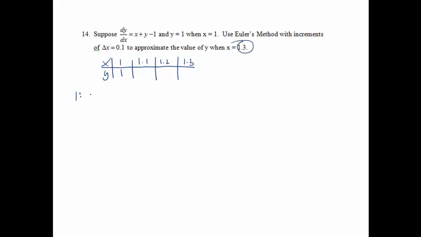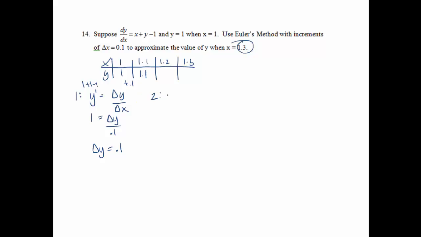So step 1, we know that y prime is equal to delta y over delta x. Well, we know that y prime, or dy/dx, is equal to x plus y minus 1. So I'm going to take my x and my y: 1 plus 1 minus 1 will give me 1. So I'll get 1 equals delta y over delta x, which we know is 0.1. If I cross multiply, I get delta y equals 0.1, which means I'm going to add 0.1 to my y value. So now I will have 1.1.